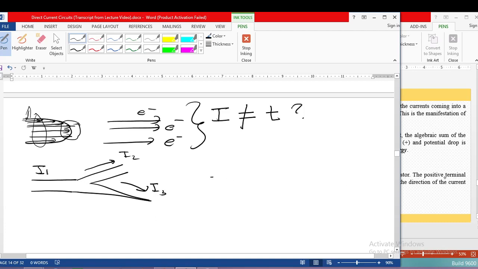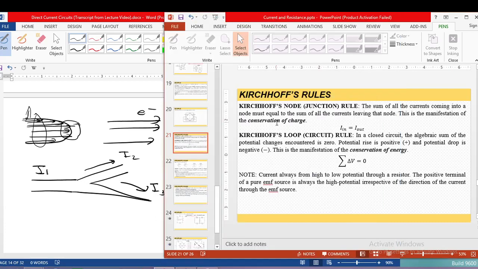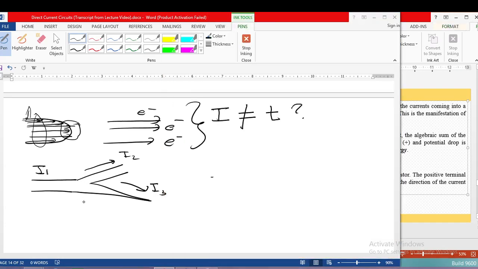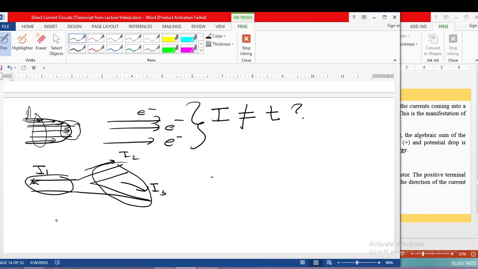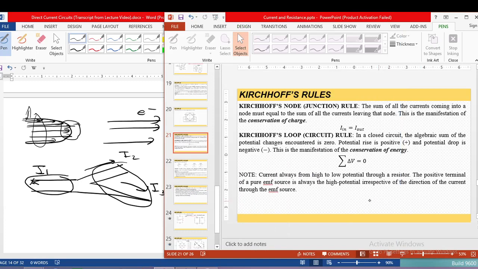Right? So what this junction rule means is that what you get here is equal to what you get if you add I2 and I3. There is no electron that is late, and no electron that comes first. Okay, because they are the same. There is no accumulation of electrons in your wire. So here they are all equal because it is a steady current. Once there is accumulation, that's the time that your current is now dependent on time.